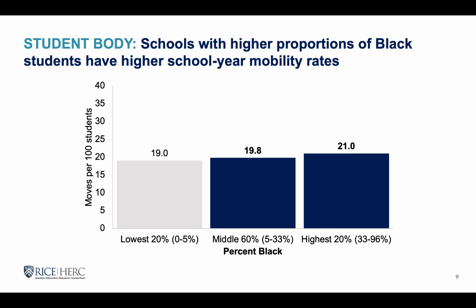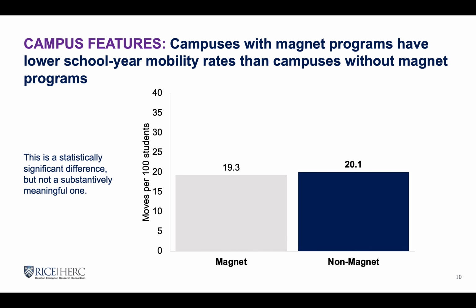Another significant predictor was the proportion of Black students on campus. We see that schools with higher proportions of Black students have higher school year mobility rates, and that campuses with lower proportions of Black students have lower school year mobility rates. We also find that campuses with magnet programs have lower school year mobility rates compared to campuses without magnet programs. Even though this is a statistically significant difference, it is not a substantively meaningful one, as the numerical differences between these two categories are very small.